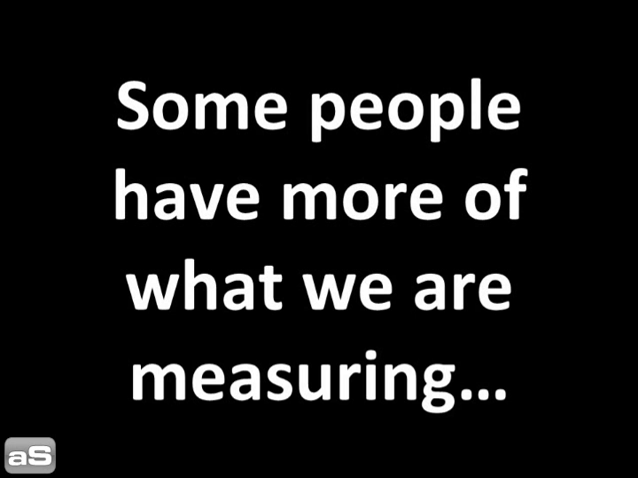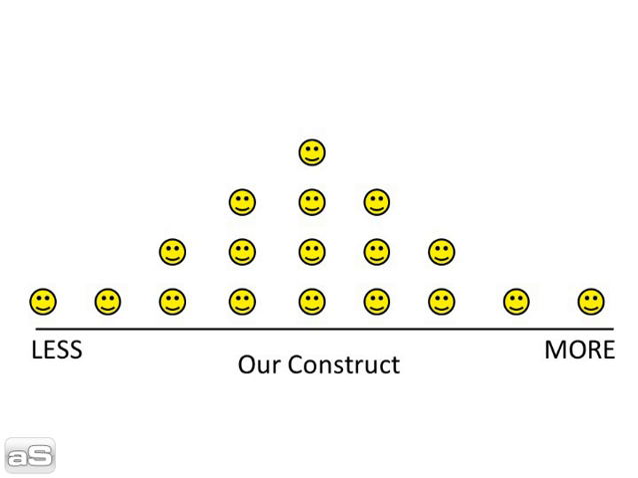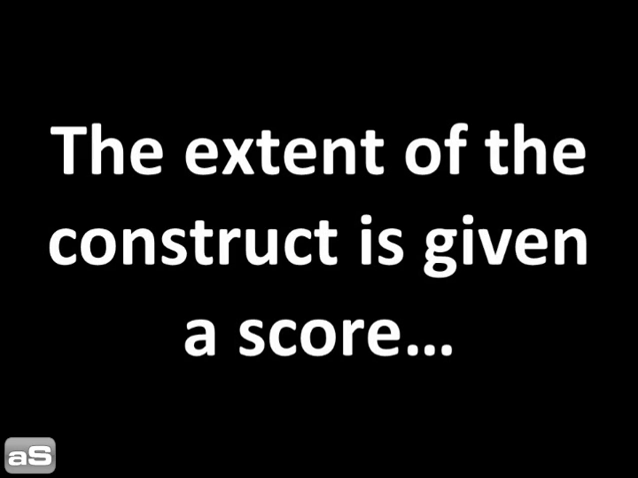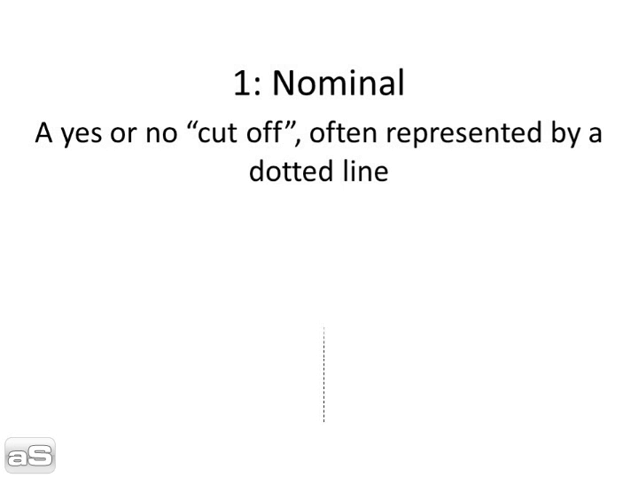Some people have more of what we are measuring. And some people have less. The extent of the construct is given a score. There are 4 types of scores.